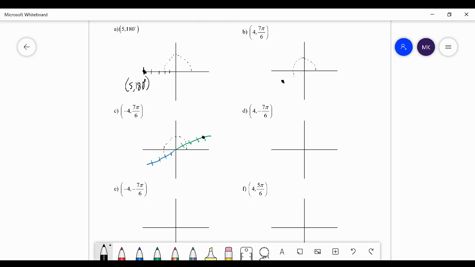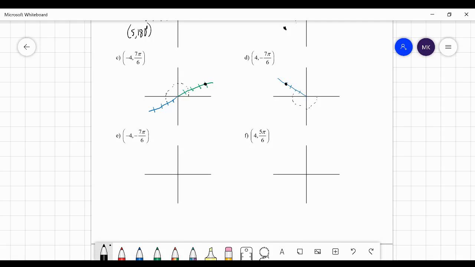Okay. Now our next point, D, is asking us to do a positive r value at a negative angle. So just like we would when we were dealing with angles on the unit circle and so forth, right? A negative angle just simply means instead of going counterclockwise, we go clockwise. So this one just ends up about here. So this is our angle, 1, 2, 3, 4. So that means our point is right there.